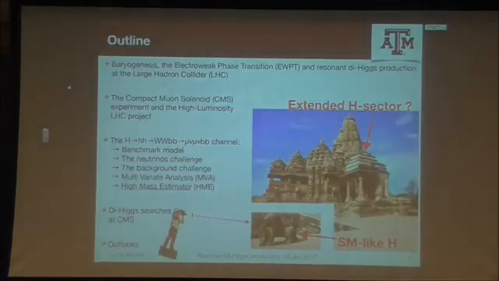So this is the outline of the talk. I will connect the electroweak phase transition with baryogenesis, and then I will explain how this is linked to resonant Higgs production at CERN. Then I will give you a short introduction of CMS and LHC. You probably already know it very well, so I will go fast here. And then I will focus on our channel. This is what we are trying to focus on.